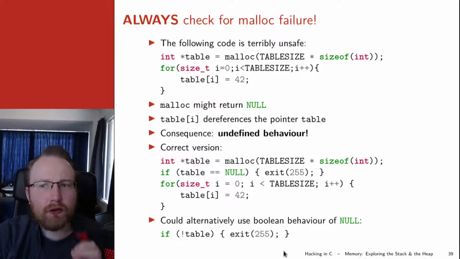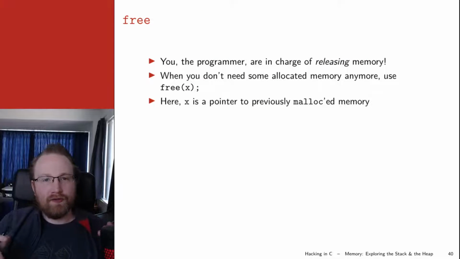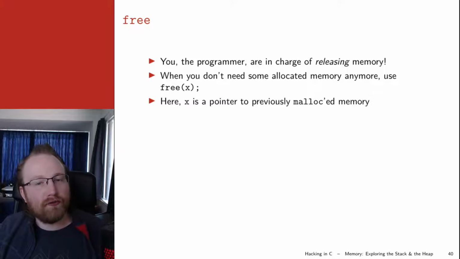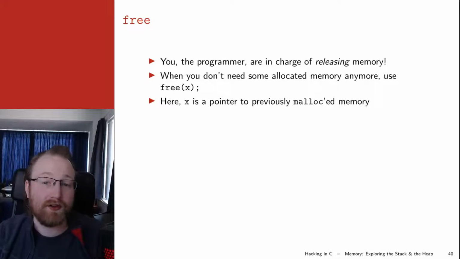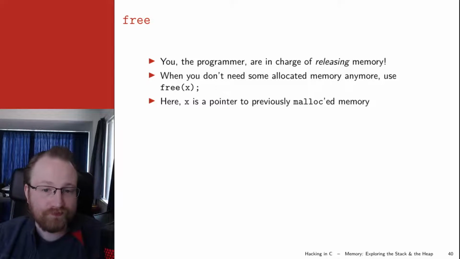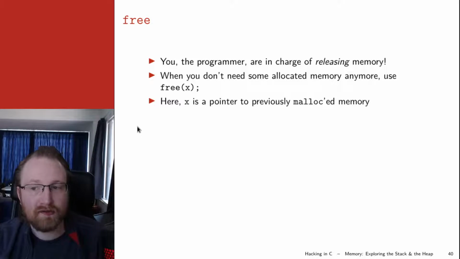Okay, so that is requesting memory. So now we have memory. What if we're done with it? Well, you, as the programmer, are also in charge of releasing memory, not just requesting it. So when you don't need it anymore, you call free on the pointer. So x has to be a pointer to memory that you have previously called malloc for.